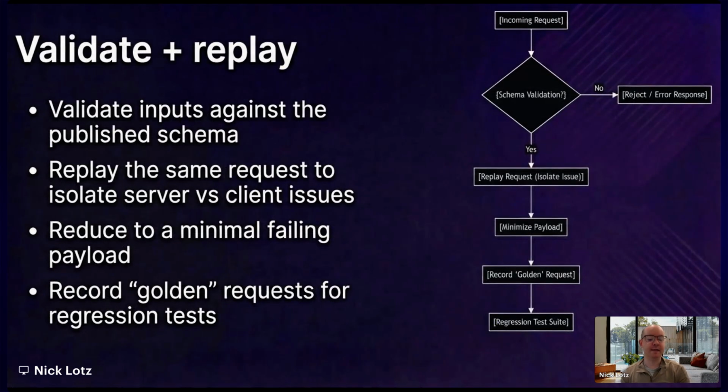And then this becomes someplace where you can do some continuous validation. As you're validating inputs against the published schema, you can replay the same requests to potentially isolate server versus client issues. You can reduce the request, so you can trim any optional fields when testing a tool and reduce it to the minimal failing payload. And also have a general test suite where you have a set of canonical or golden requests that you can use to test for regressions.